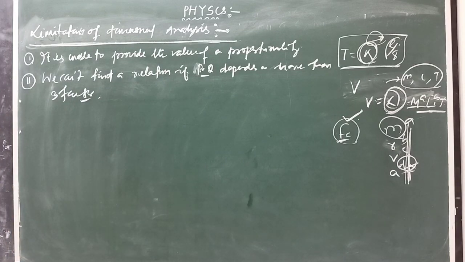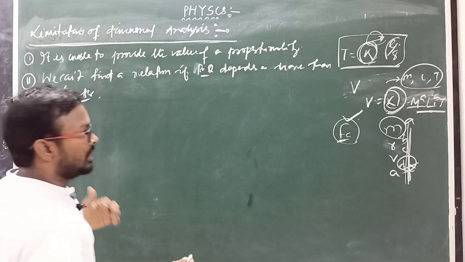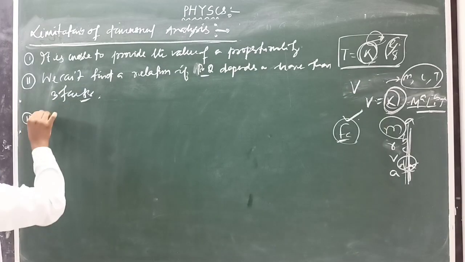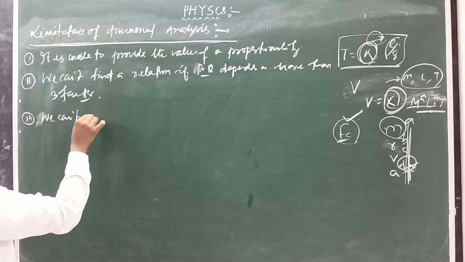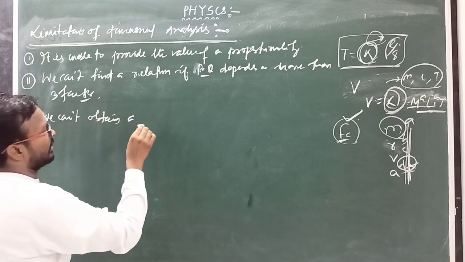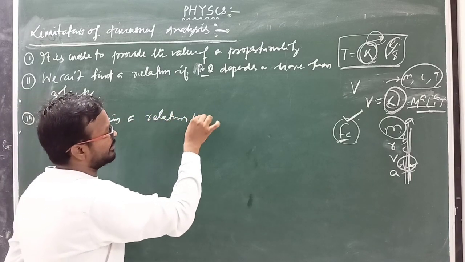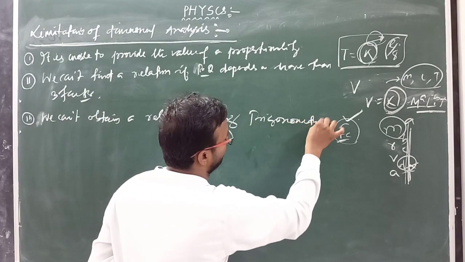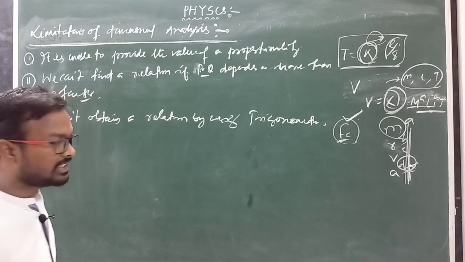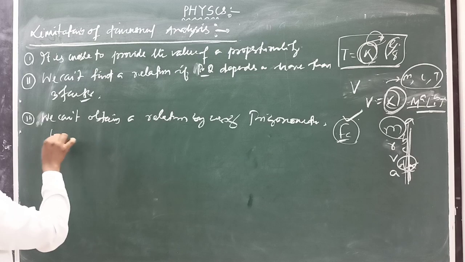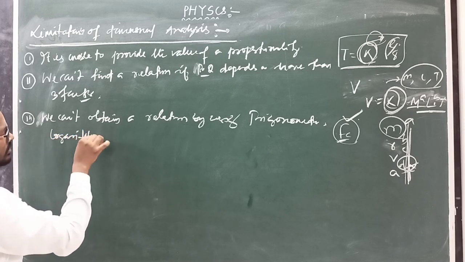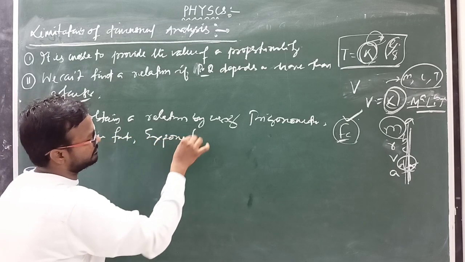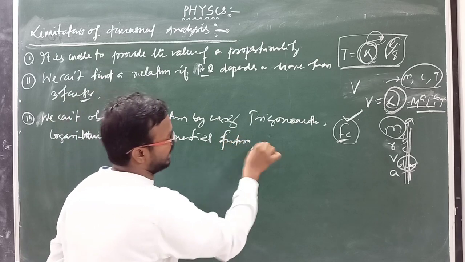And third limitation, we cannot obtain a relation by using trigonometric functions or any exponential function or logarithmic function. We cannot obtain a relation by using trigonometric ratios, sin theta, cos theta, tan theta, these are trigonometric ratios, and logarithmic function, exponential function like this. Clear?